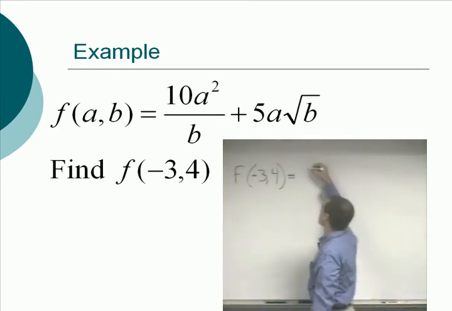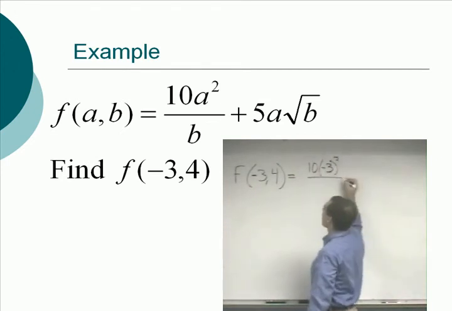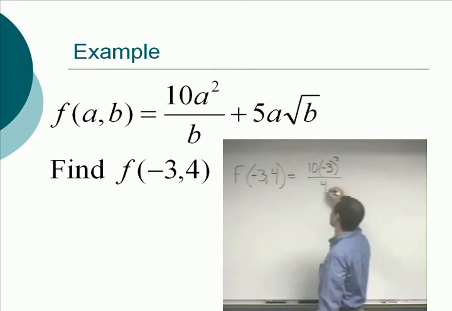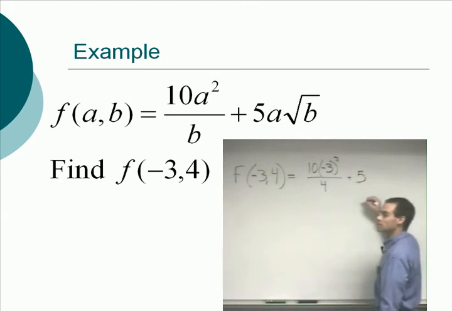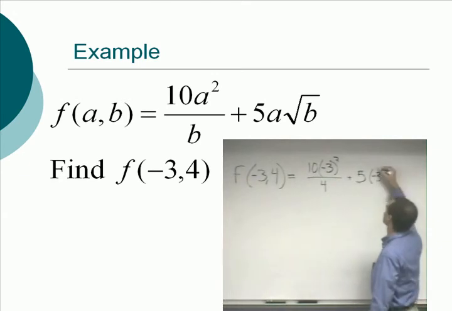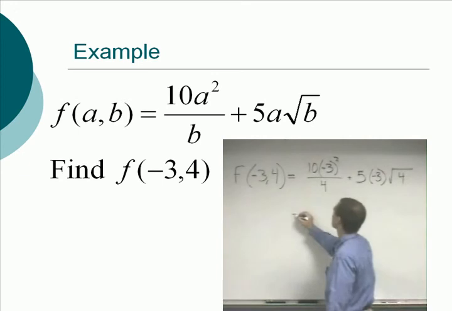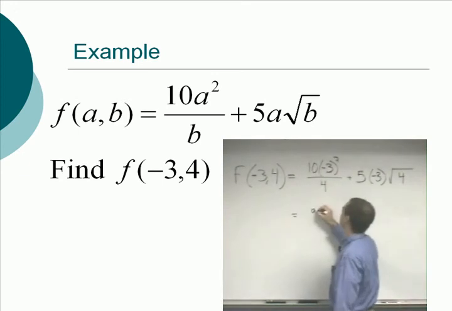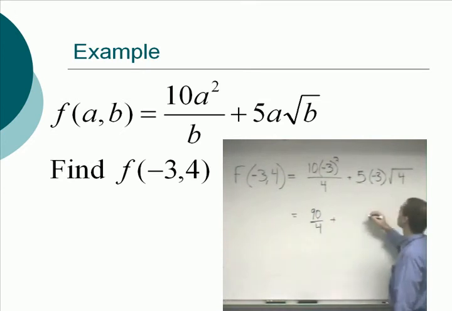And so our function becomes 10 times negative 3 squared over b, which is 4, plus 5 times a, which is negative 3, times the square root of b, which is 4. Okay? And now we just need to evaluate that. So this becomes 10 times 9, 90 over 4, plus negative 15 times 2.